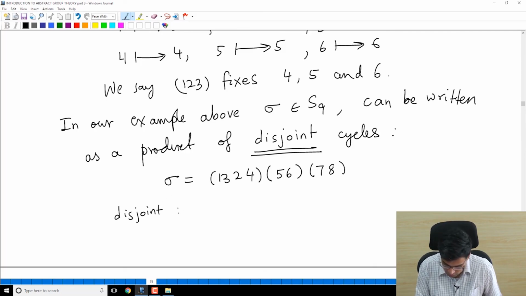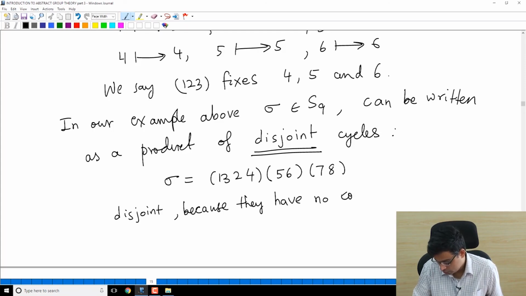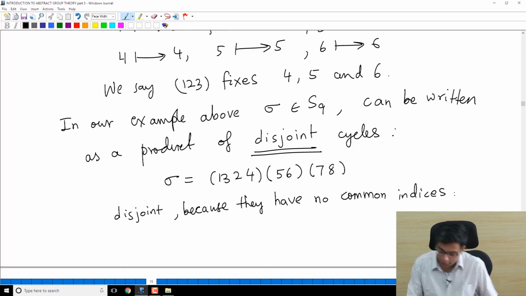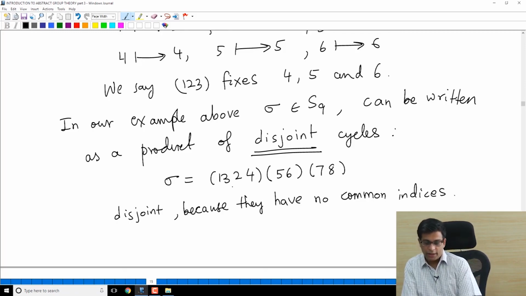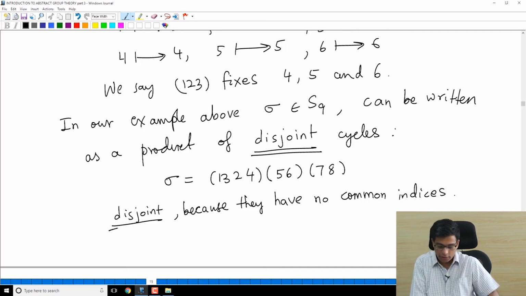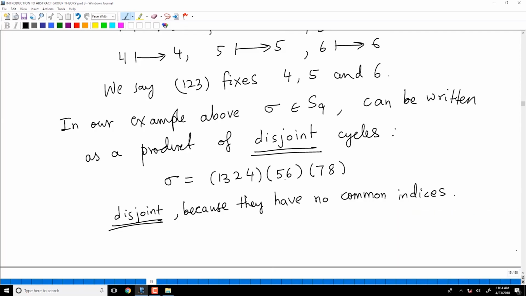because they have no common indices. Right? The indices that 1, 3, 2, 4 contains are 1, 3, 2, 4. 5, 6 contains 5 and 6. 7, 8 contains 7 and 8. So there is no common index. So they are disjoint and they are cycles. So sigma can be written as a product of disjoint cycles.